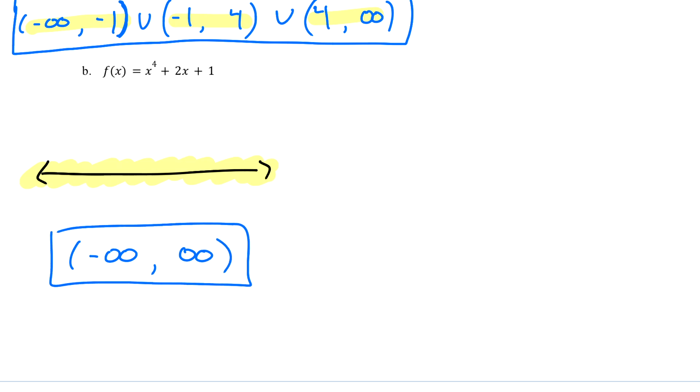So if you have a polynomial, there's really not any work to be shown. You can just say, hey, this function is a polynomial, so it's continuous on negative infinity to positive infinity. There's really not anything else we need to do for this particular problem.